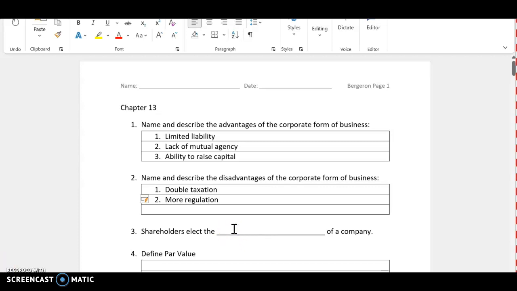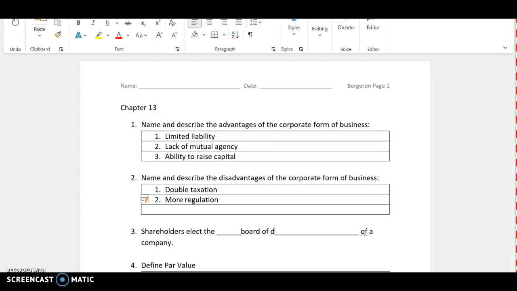Okay, and then for number 3, shareholders elect the board of directors of a company. So that's what shareholders can do to exhibit their control, is to elect the board of directors.